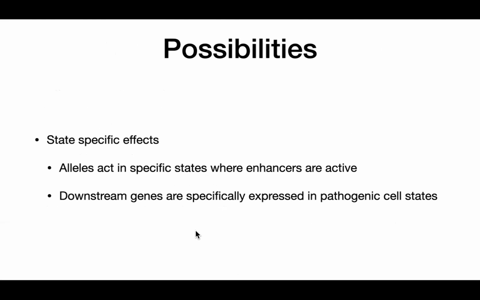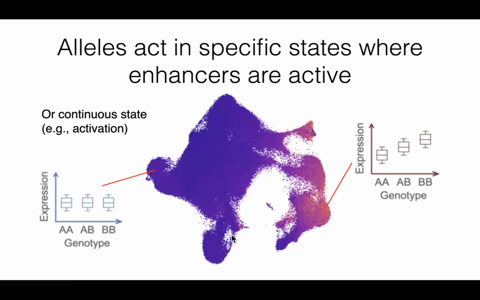So we've spent a lot of time thinking about state-specific effects, thinking about how alleles act in specific states where enhancers and regulatory elements are the most active. And of course, we would expect that these important downstream genes are going to be specifically expressed in pathogenic cell states that are important. So here you have a SNP, which is again what we're interested in. The SNP maybe doesn't affect expression in general, but maybe in some cells on the right, you see a correlation of the SNP affecting gene expression.